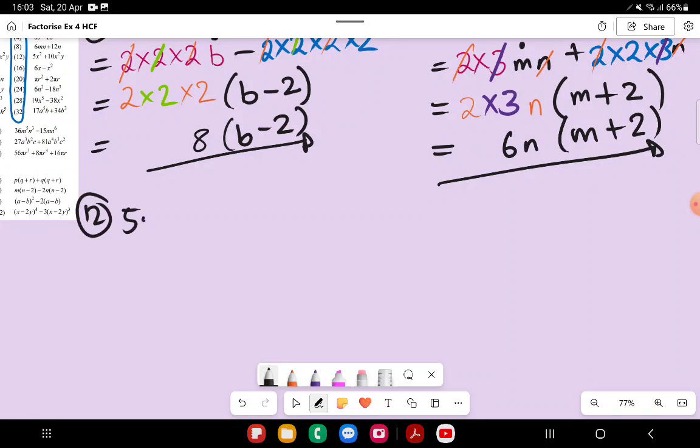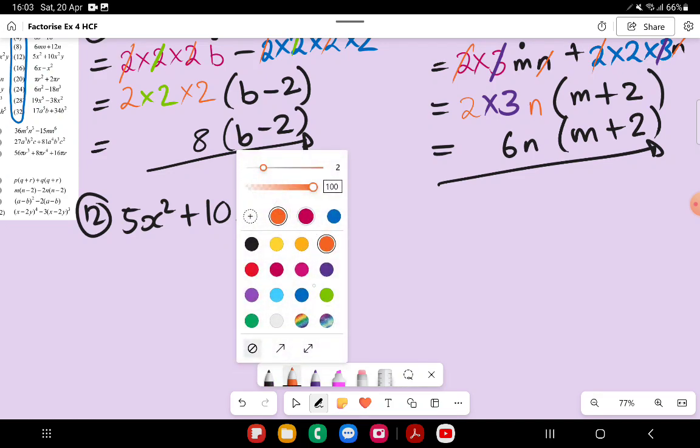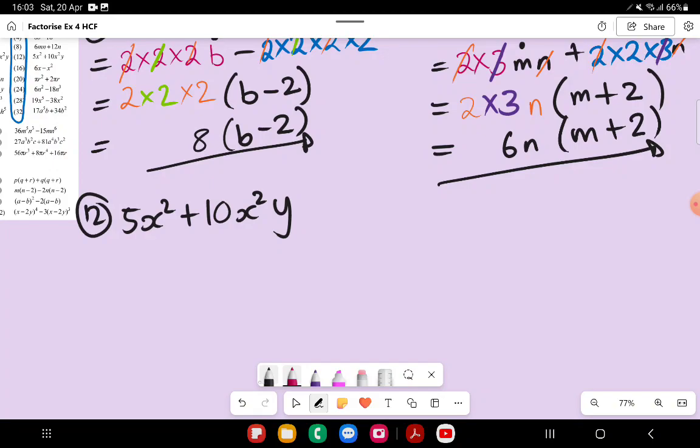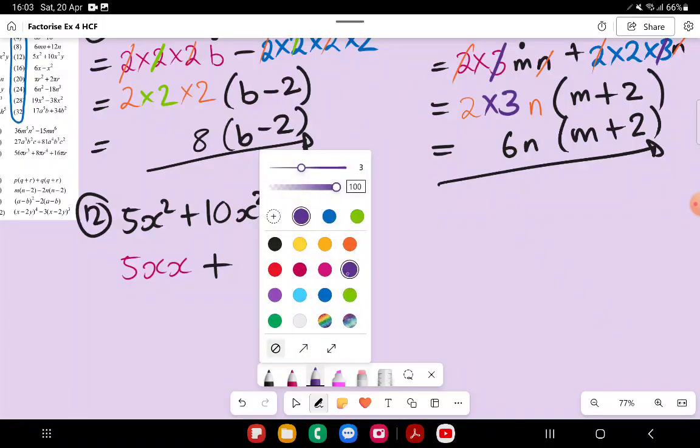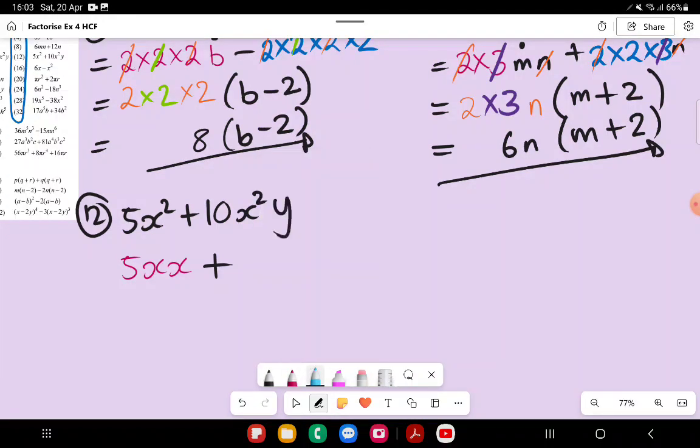Question 12 is 5x squared plus 10x squared y. Let's factorize. So that 5 stays the same. So it's 5 x x, plus, and the other one is going to be like this, 5 times 2 x x y, term 1 and term 2.